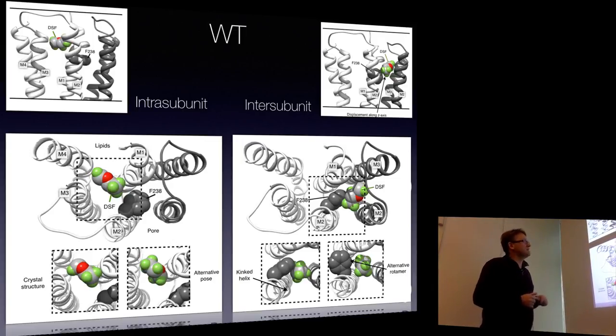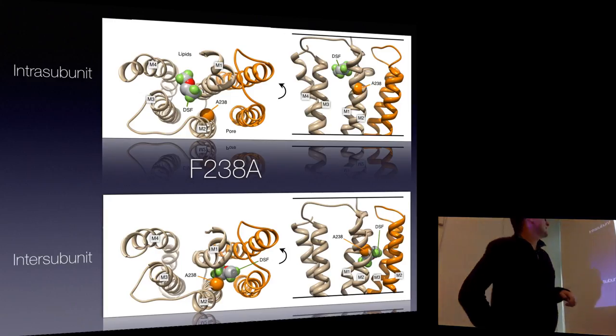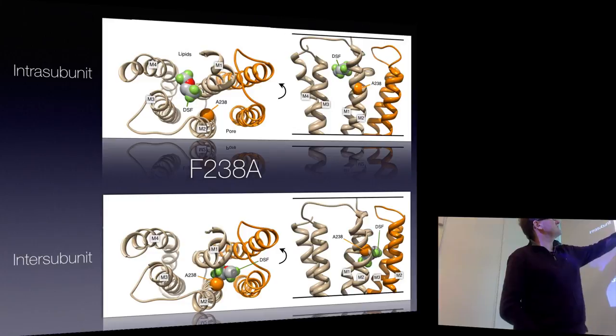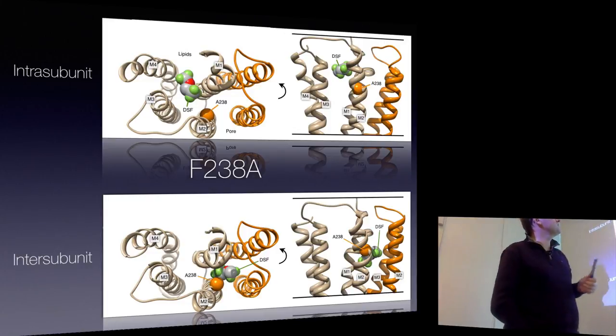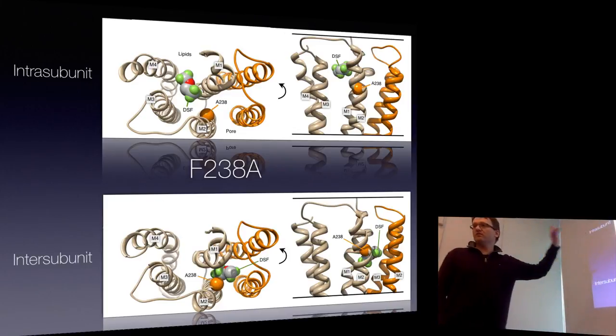And then we can do exactly the same thing, but we take that phenylalanine and mutate it to an alanine. So now there is no side chain there whatsoever, and we do docking first inside each subunit and then between the subunits. And here, already here, you can imagine that there's a little bit more space there. This we did purely with docking.